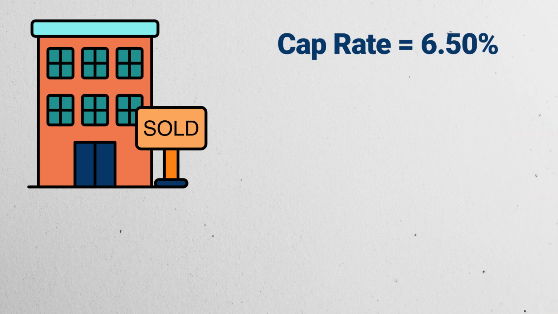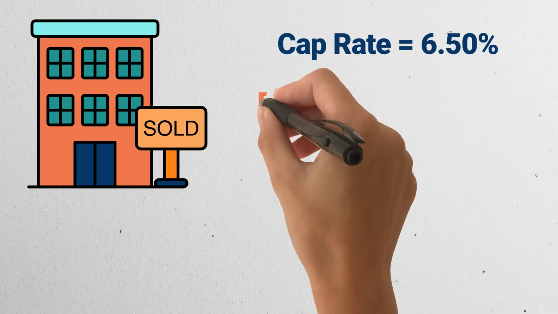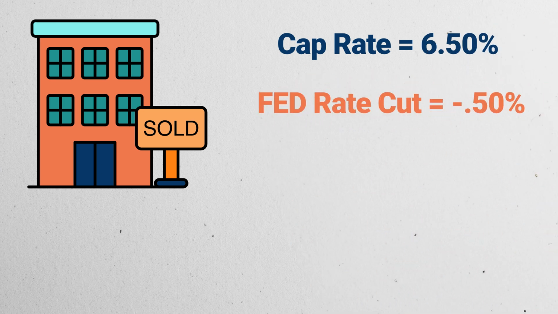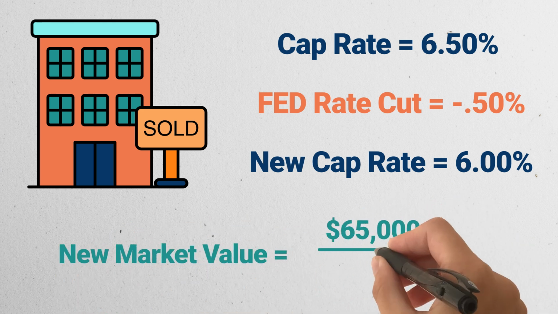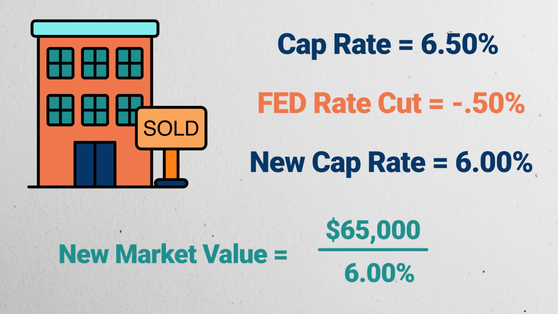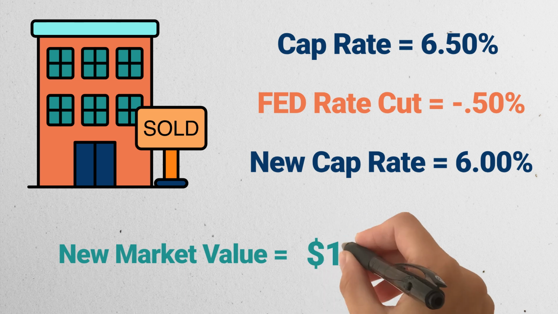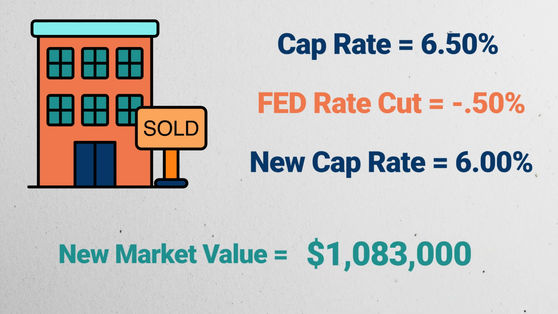Let's use this example and assume that you had bought a deal for a 6.5% cap rate. Now let's assume that after this 50 basis point rate cut, the market responds by saying, since financing costs have dropped, we can now pay more for these assets. And that causes cap rates to drop by 50 basis points as well. This deal that you just bought for 6.5% cap rate is now worth a 6% cap rate. So you take that 65K in NOI and divide it by 6% instead of 6.5%. You had paid $1 million for the deal. Now it's worth $1,083,000. You picked up 83 grand by doing absolutely nothing.